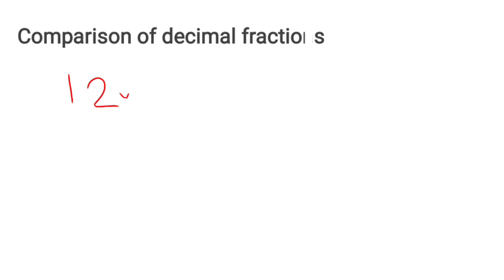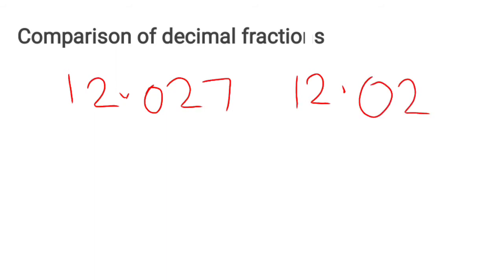12, and then 0 to 7. And this is our other number, 12, then 0 to 3. We are comparing which one is greater and which one is smaller. In whole numbers, if I write 6 and 7, you will tell this one is greater. But in decimal fractions, how will we compare?